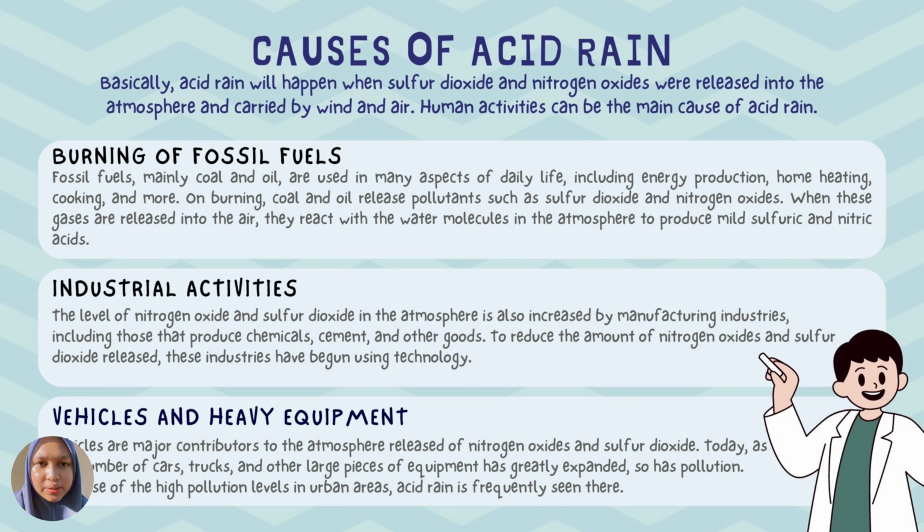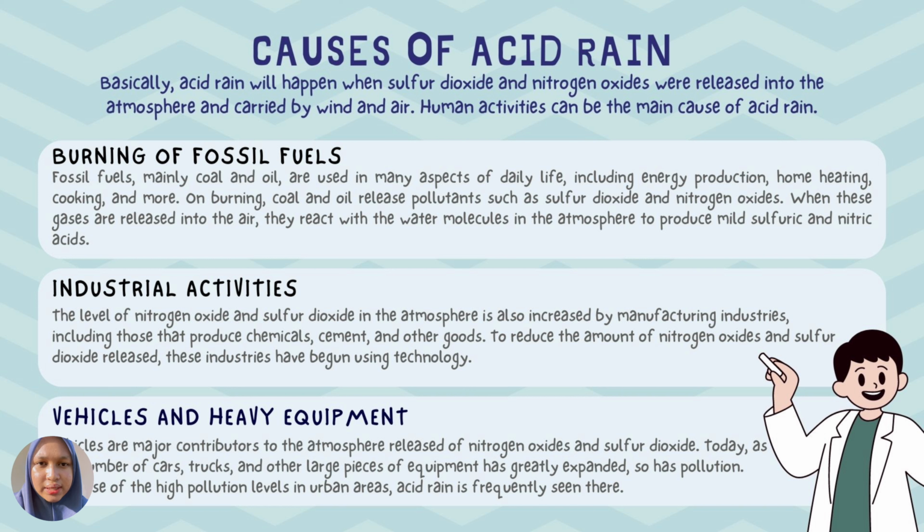Besides, industrial activities are also one of the causes of acid rain. The level of nitrogen oxide and sulfur dioxide in the atmosphere is also increased by the manufacturing industry, including those that produce chemicals, cement and other goods. To reduce the amount of nitrogen oxide and sulfur dioxide released, this industry has begun using technology. However, even when the emission level has decreased, a long-term continuous process will still result in acid rain sources.